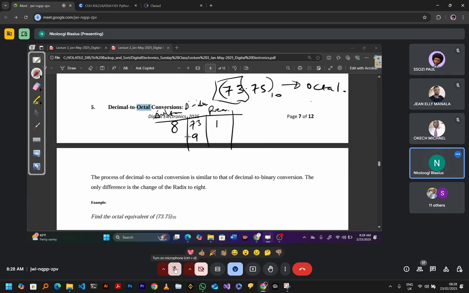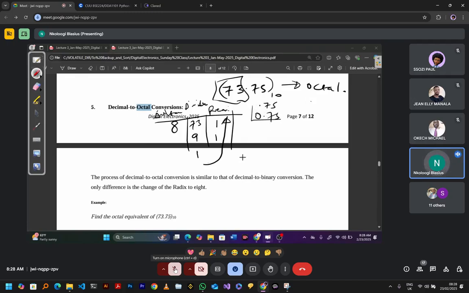Then 9 divided by 8 will be a 1 and remainder 1. So that means that you have to record your answer like this. This is for the integer part. But now what about the fraction part? Remember, you have the 0.75.